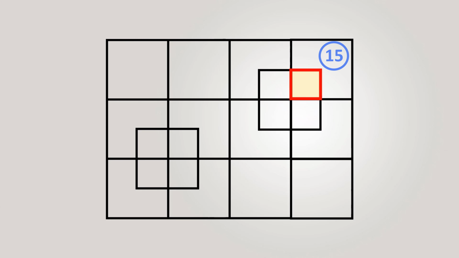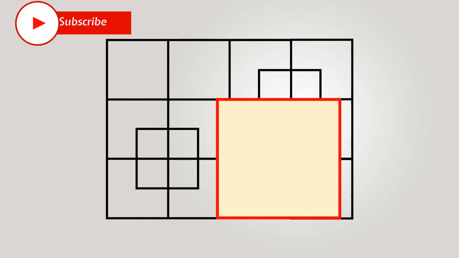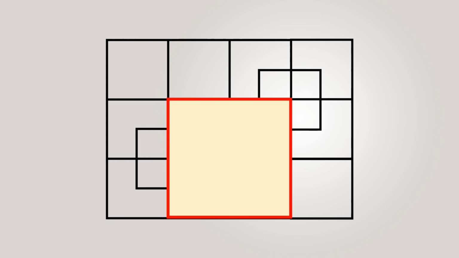They would have numbers 15, 16, 17, 18, 19, 20, 21, and 22. There are also 6 large squares. Let's give them numbers: 23, 24, 25, 26, 27, and 28. As you can see, those large squares are located in the top row as well as in the bottom row. And last but not least are 2 extra large squares. I gave them the numbers 29 and 30.